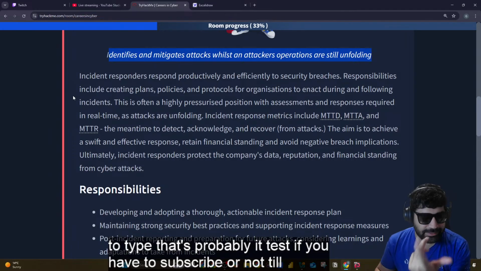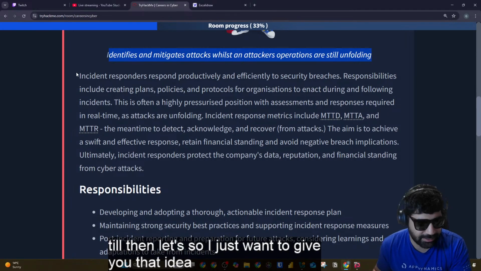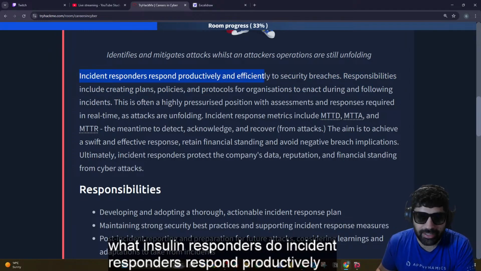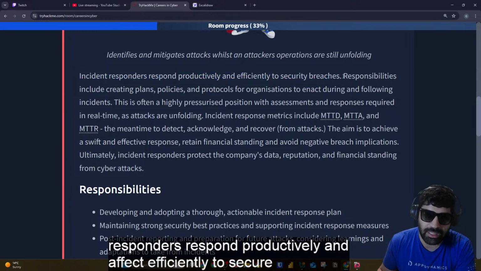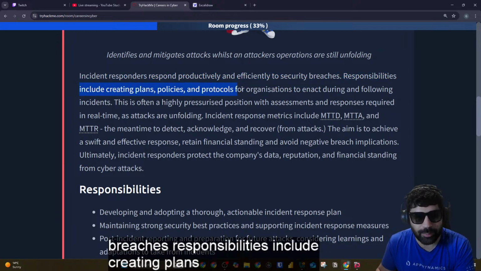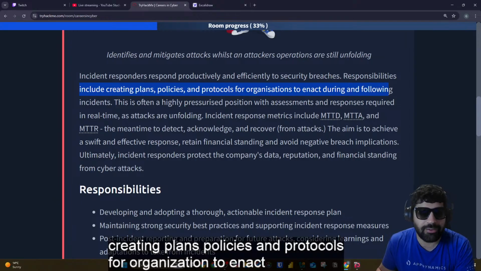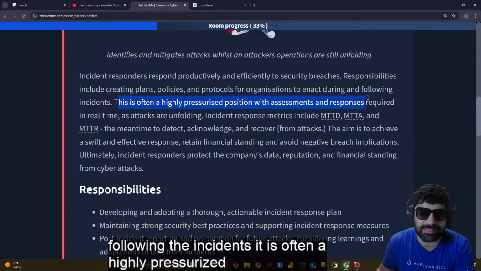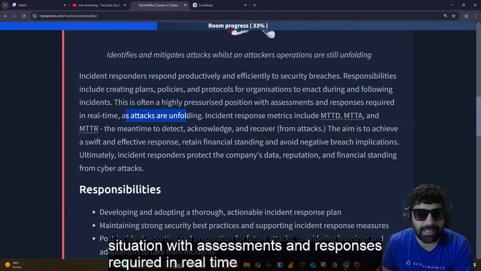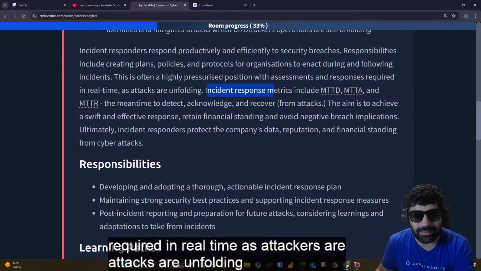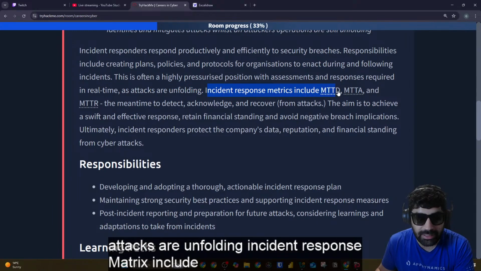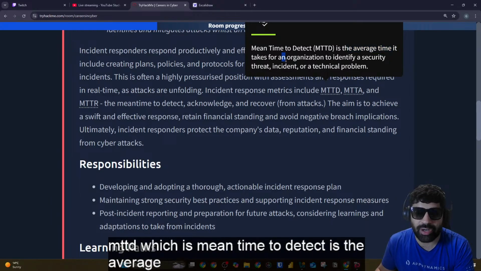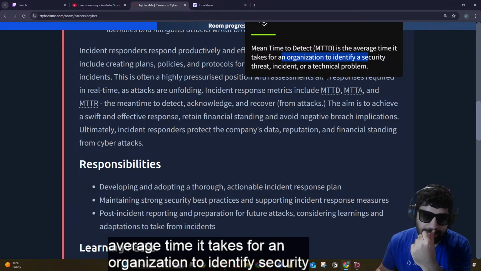Till then, let's go on. So I just want to give you that idea, and let's now understand what incident responders do. Incident responders respond productively and efficiently to security breaches. Responsibilities include creating plans, policies, and protocols for organizations to enact during and following incidents. It is often a highly pressurized situation with assessments and responses required in real time as attacks are unfolding. Incident response metrics include MTTD, which is mean time to detect, the average time it takes for an organization to identify a security threat, incident, or a technical problem.